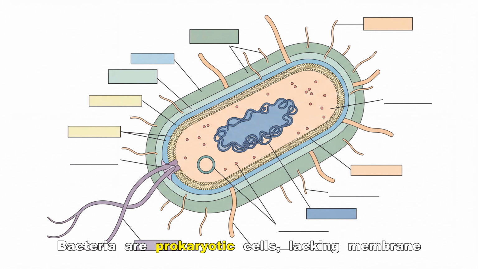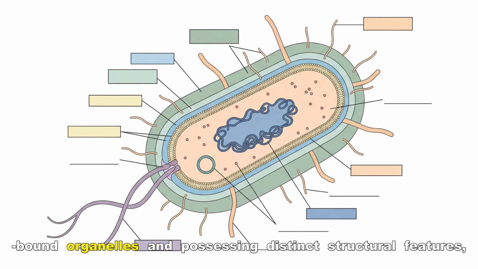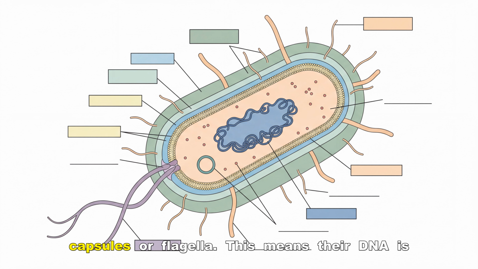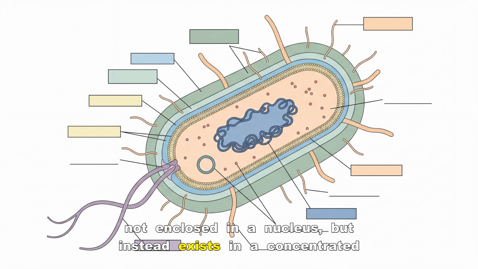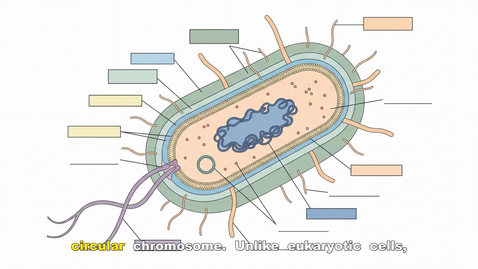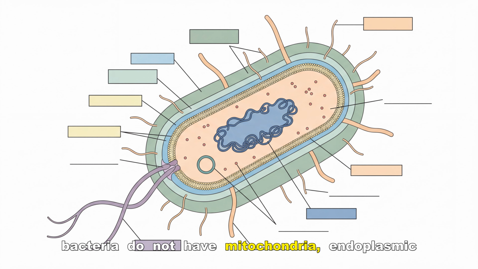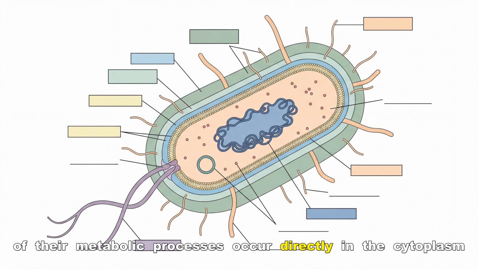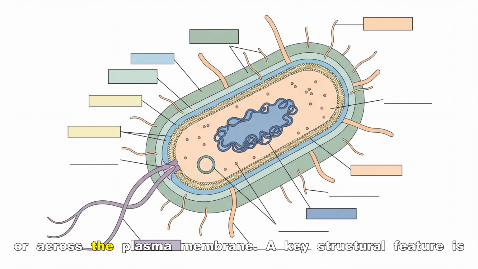Bacteria are prokaryotic cells, lacking membrane-bound organelles and possessing distinct structural features such as a nucleoid region, cell wall, and sometimes capsules or flagella. This means their DNA is not enclosed in a nucleus, but instead exists in a concentrated region called the nucleoid, typically as a single circular chromosome. Unlike eukaryotic cells, bacteria do not have mitochondria, endoplasmic reticulum, or Golgi apparatus, so many of their metabolic processes occur directly in the cytoplasm or across the plasma membrane.